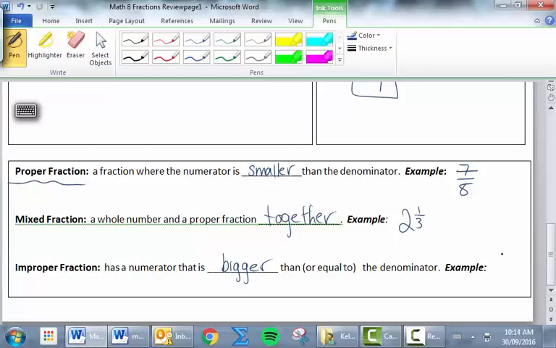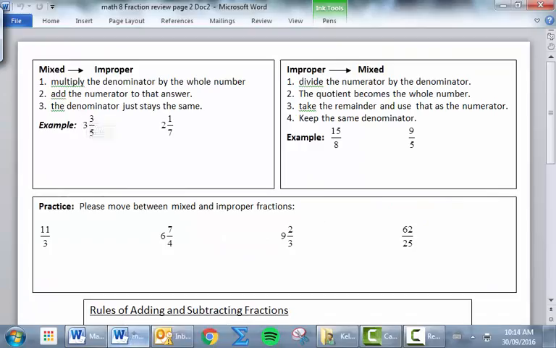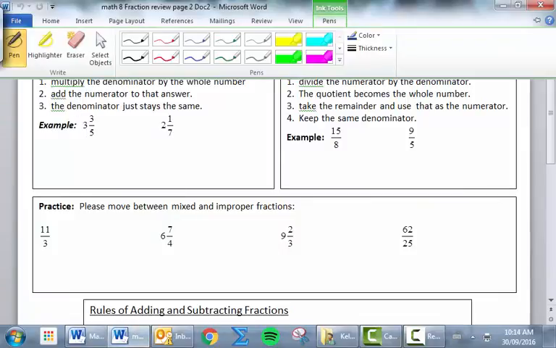So for example, something like 9 over 4, that's an improper fraction, and technically equal to would be 4 over 4. That's an improper fraction too. So hopefully those words are familiar. Why don't you turn the page over. And the first skill we're going to practice is changing from a mixed to an improper.